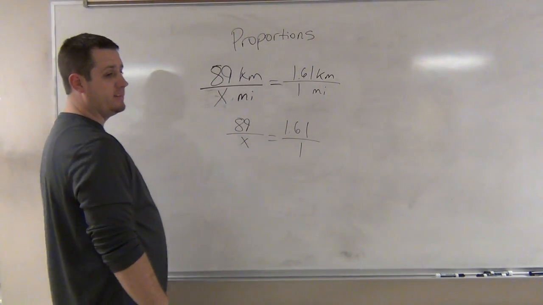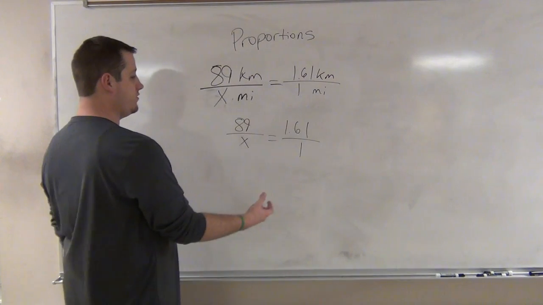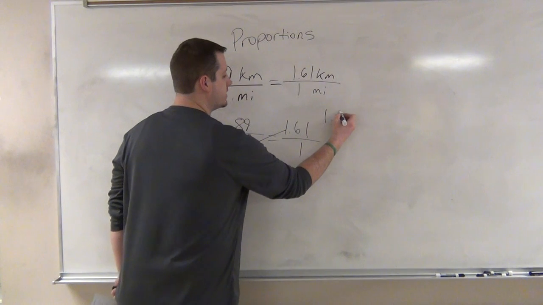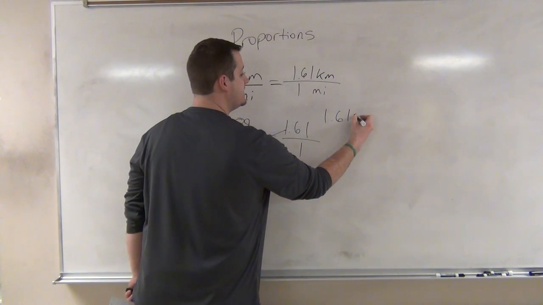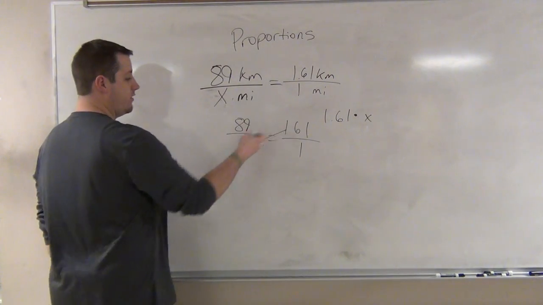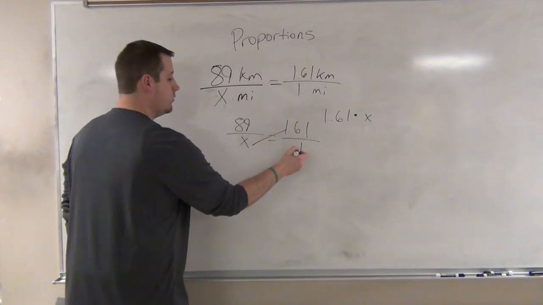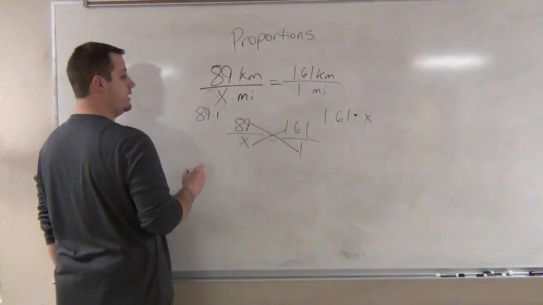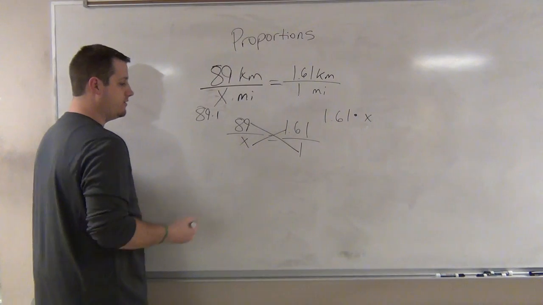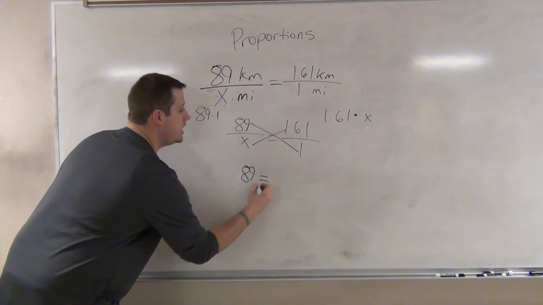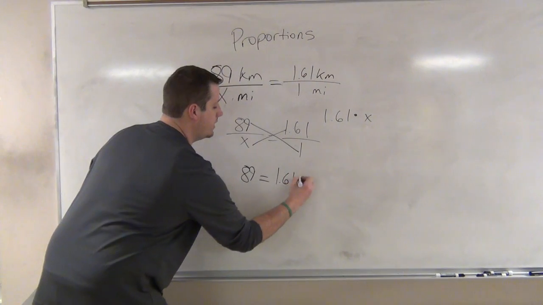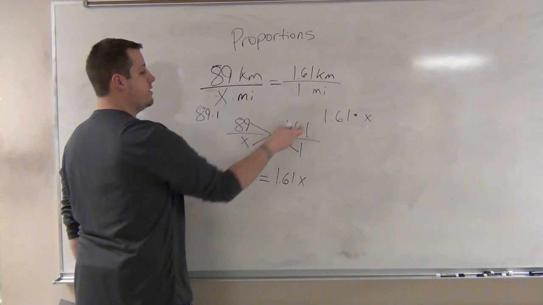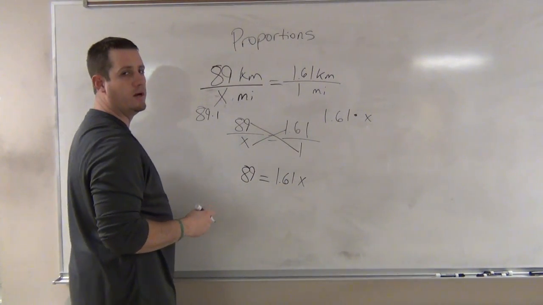Now, we talked a little bit about this in some of my classes about how this works. If these two are equal, then guess what else is equal? They're cross products. 1.61 times X. I don't know what X is, so I just know that it's that. What's 89 times 1? 89 times 1 is what? 89. So 89 must be equal to 1.61x. If these two are equal to one another, then their cross products are equal to one another.